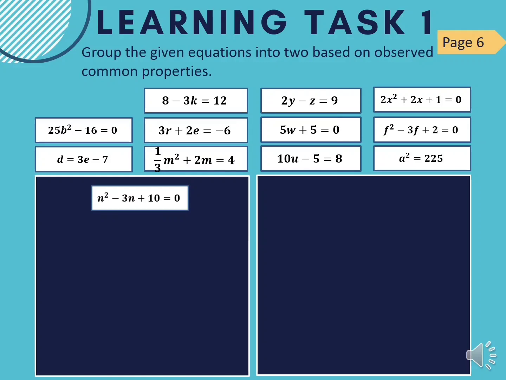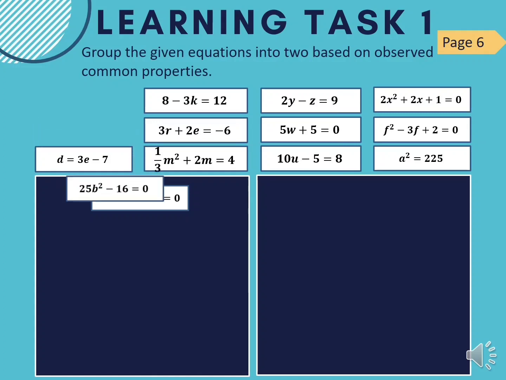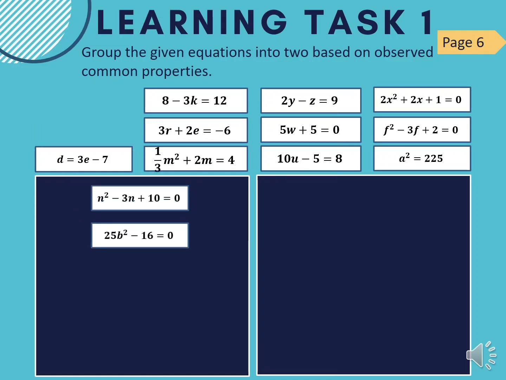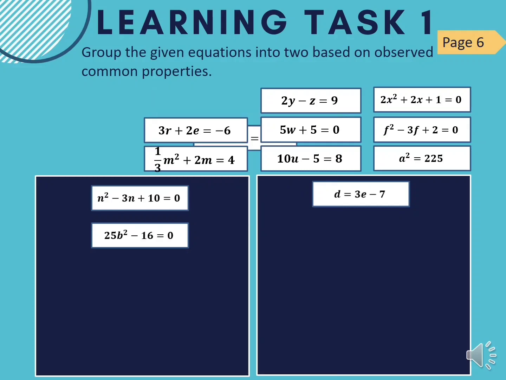Now, how about 25b squared minus 16 is equal to 0? What is the degree of the equation? Alright, that is again 2, so we need to put it in the first column. Next, d is equal to 3e minus 7. What is the degree? Okay, very good. Since the exponent is 1, the degree of the equation is 1, so we put it in the other column. 8 minus 3k equals 12 belongs to the 1-degree equations.